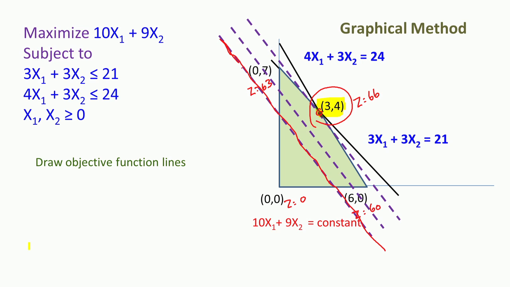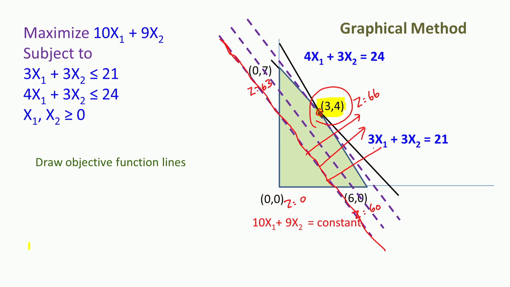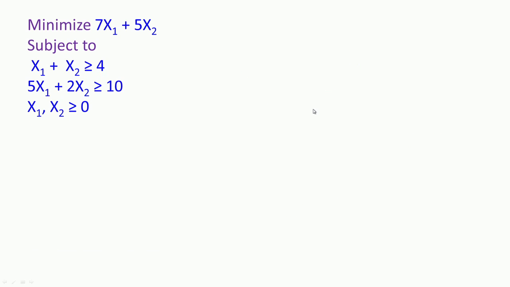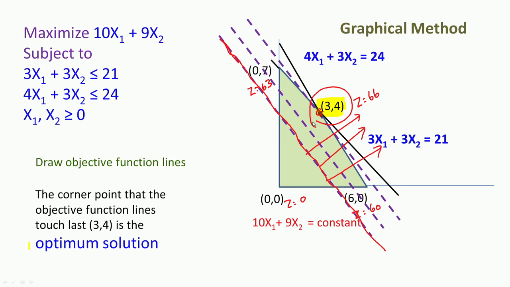Then we draw objective function lines which are parallel to this. For example, this could represent 10x1 plus 9x2 equal to 60 and so on. As we keep increasing this constant, the objective function lines remain parallel to each other and move in this direction. As it moves, the objective function line finally touches the feasible region at the point 3, 4. The corner point where the objective function lines last touch before leaving the feasible region is this point 3, 4, which is the optimum solution.